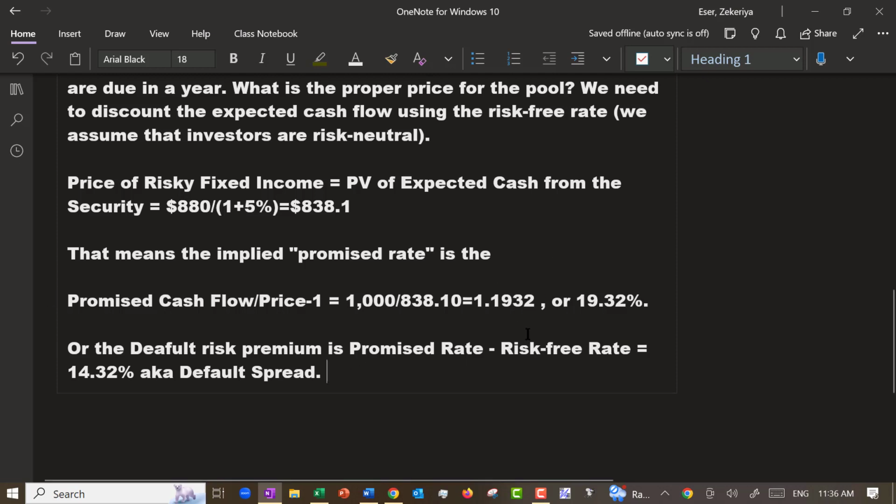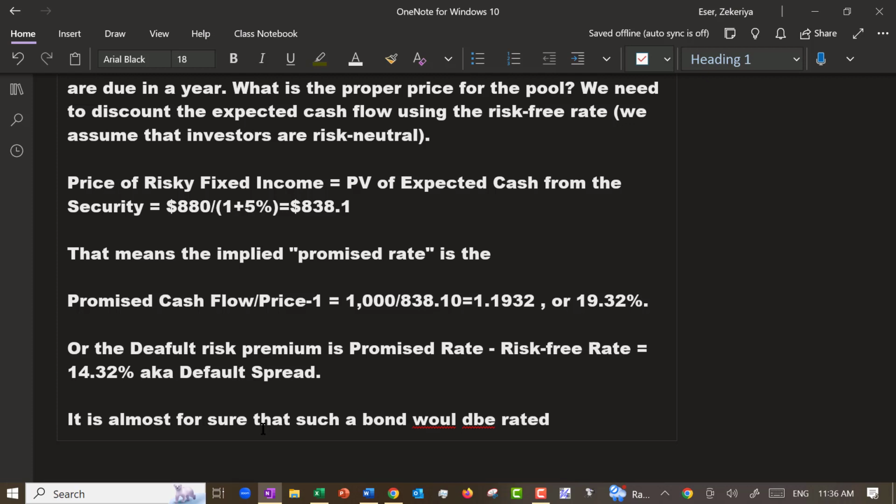So let's find out what kind of rating you could get with that spread. It is sure that such a bond would be rated below single B, and probably below triple C.